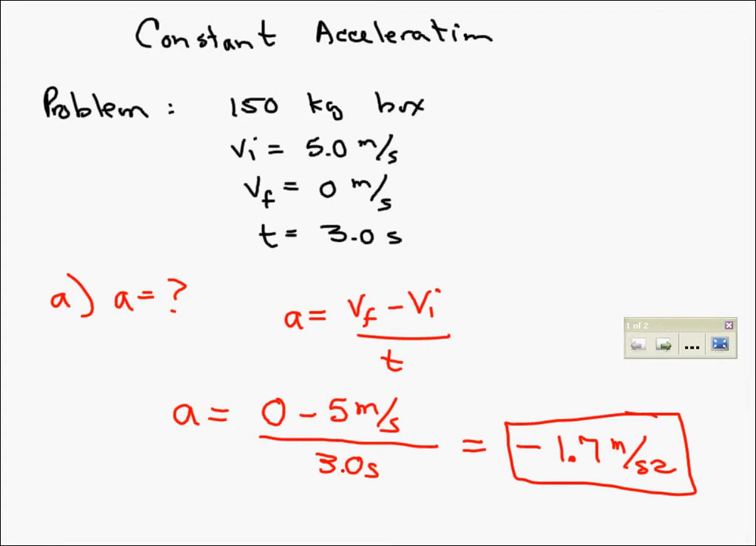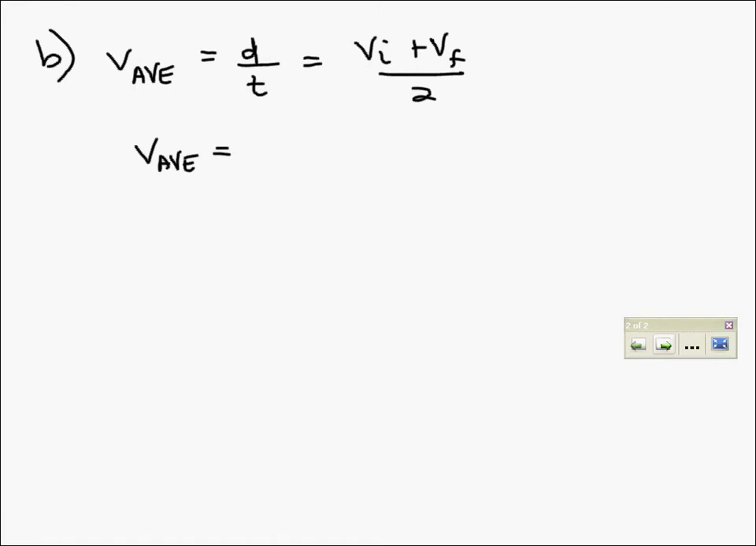Part B asks, what is the average velocity of the box? Well, we don't need the acceleration. Average velocity is v_av. It can be d over t, but it's also equal to vi plus vf divided by 2. So v_av is equal to initial velocity 5 meters per second, final velocity 0, divided by 2. Our average velocity is 2.5 meters per second.